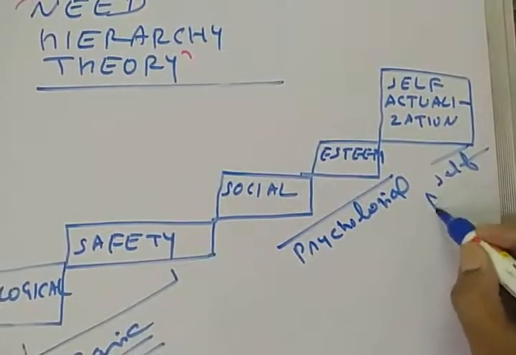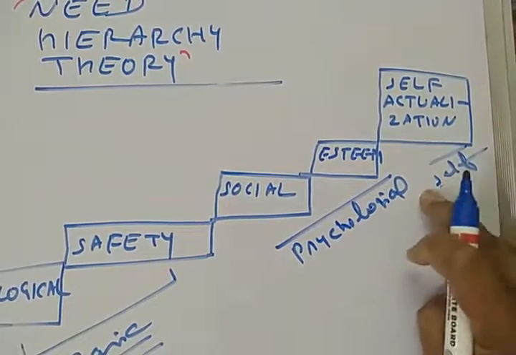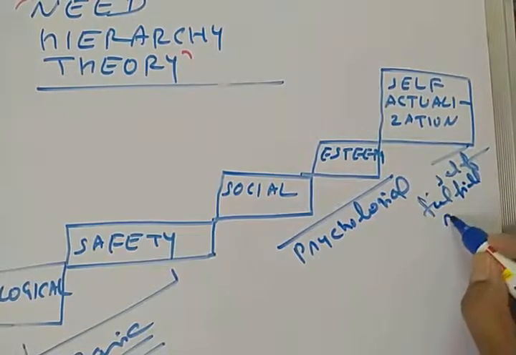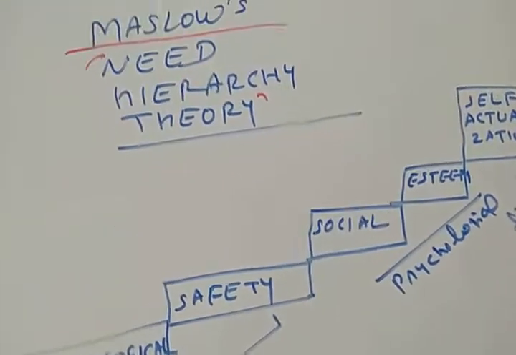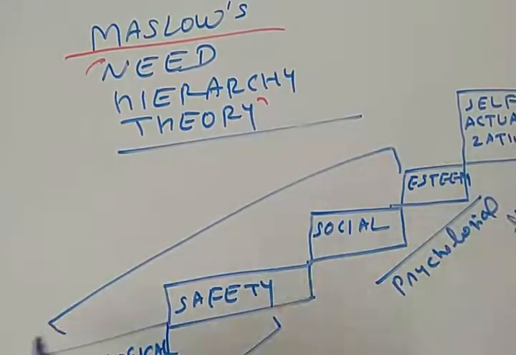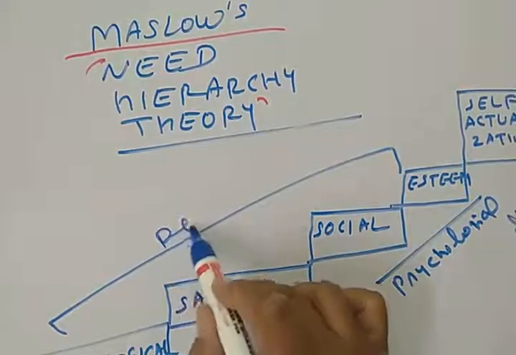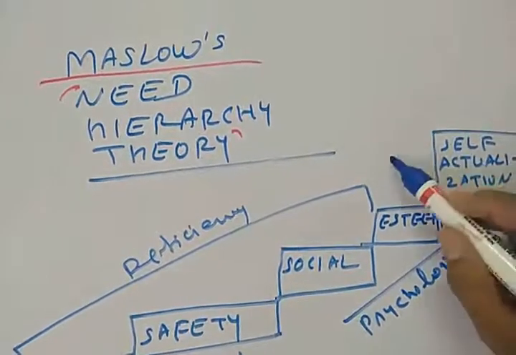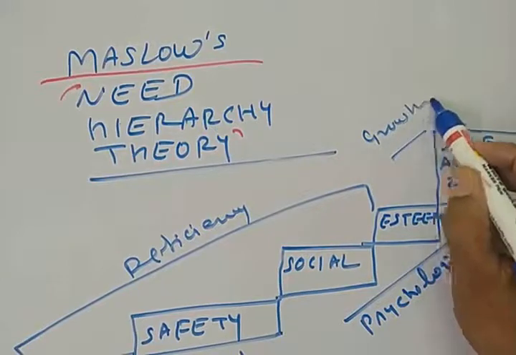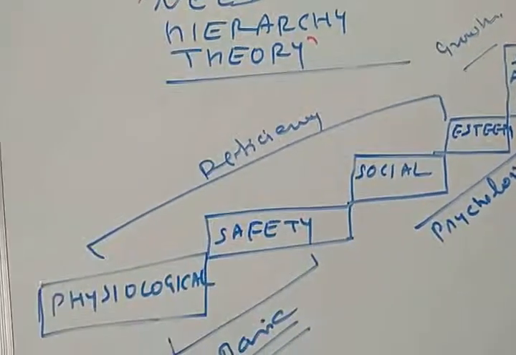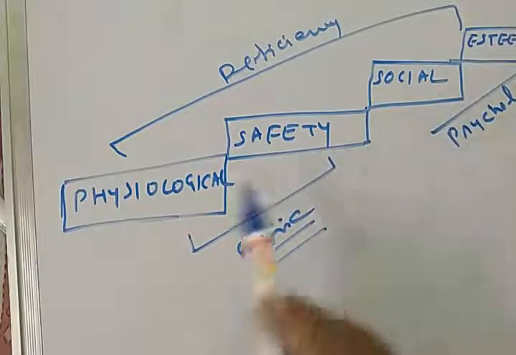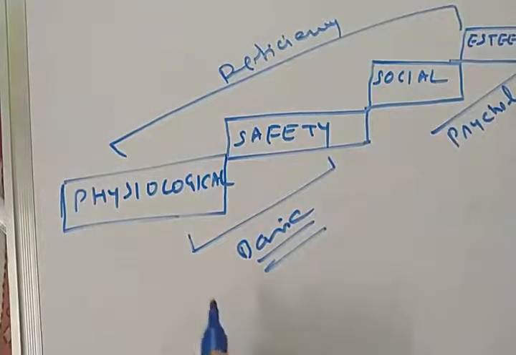Self fulfillment. These four needs up to here, these are known as deficiency needs. And the last one, this is known as growth needs. Clear? Now, first of all, let us discuss, before going to the depth of these different needs, what are the different assumptions?